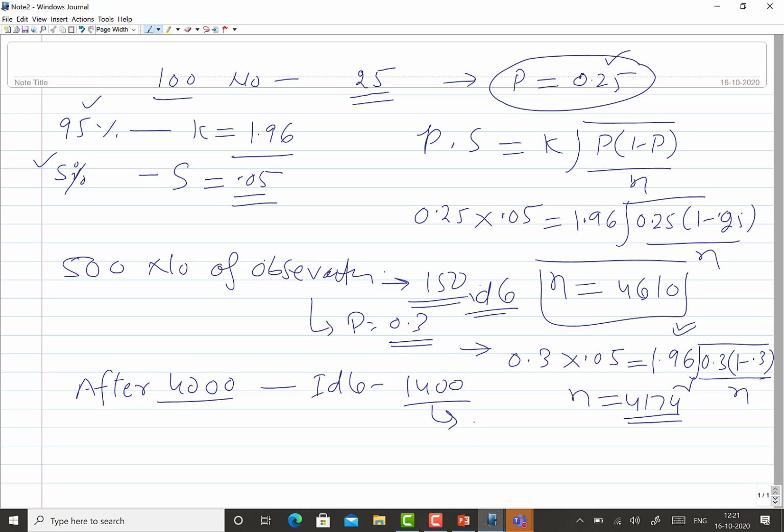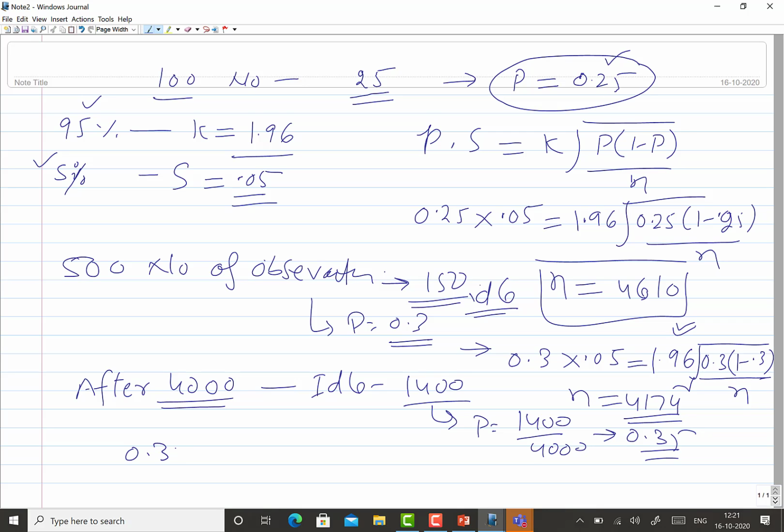So this gives the corresponding value of P as 1400 divided by 4000, so it is 0.35. So the updated value of P is 0.35 now. So again we'll be checking if this is as per the desired confidence level and desired accuracy or not.